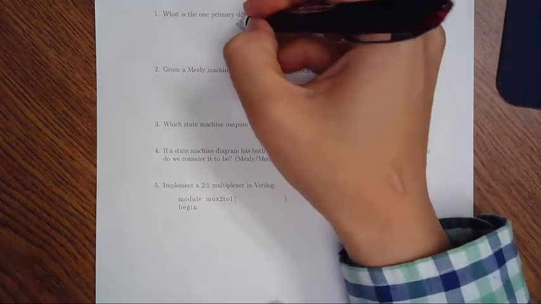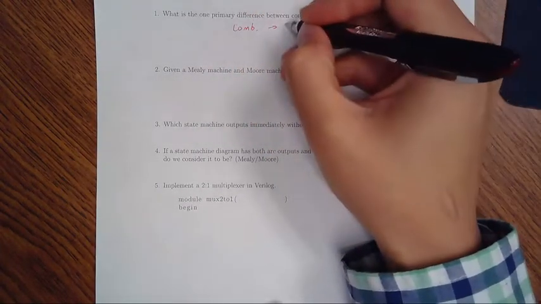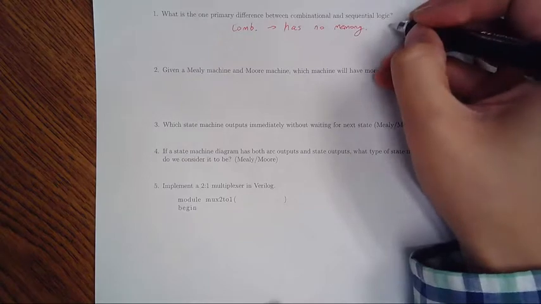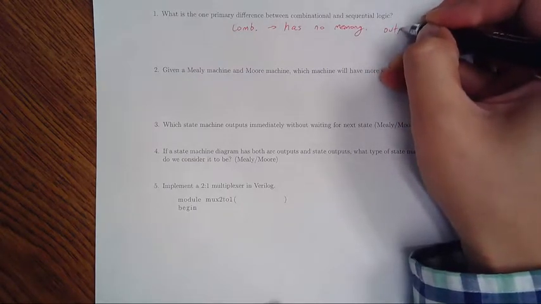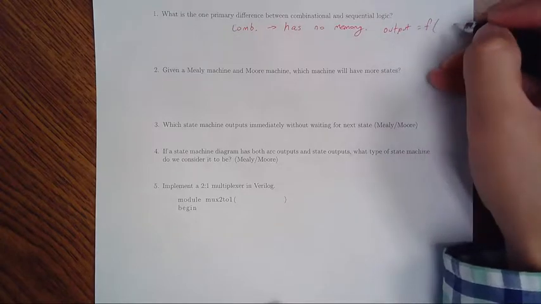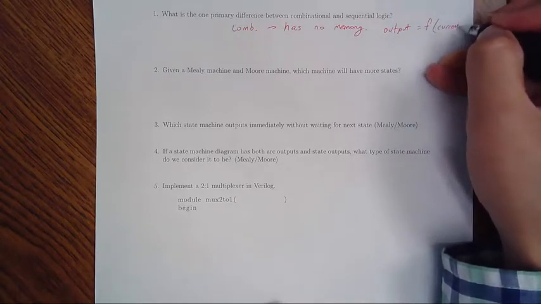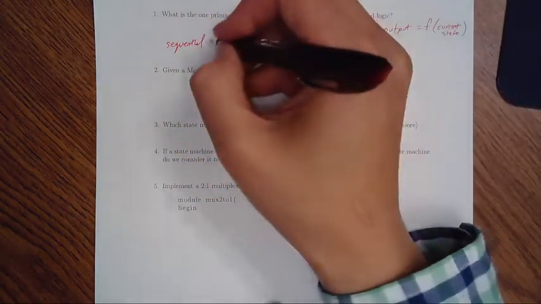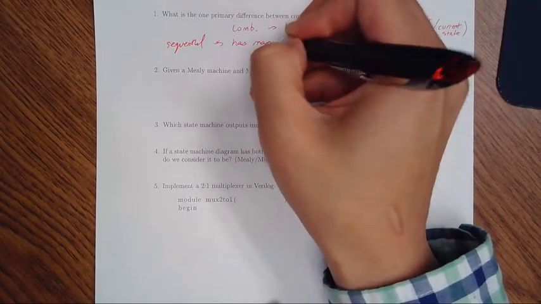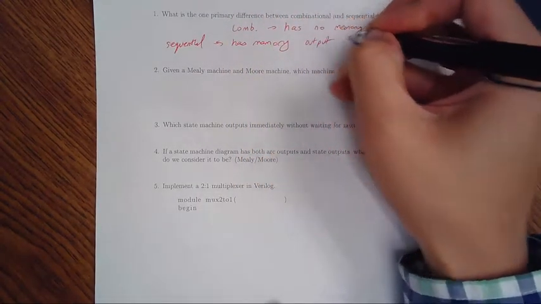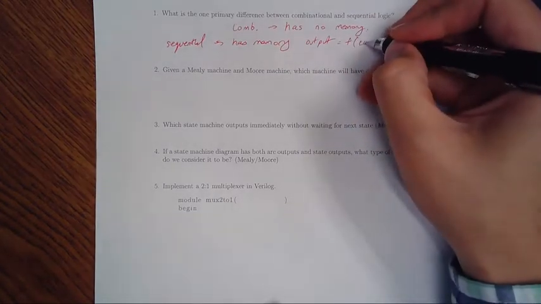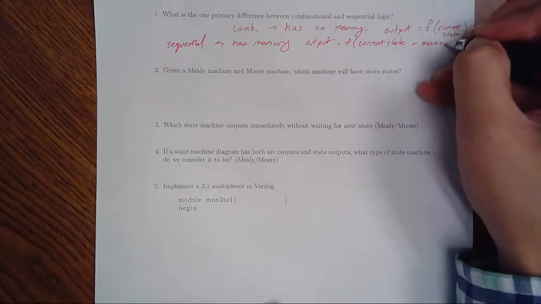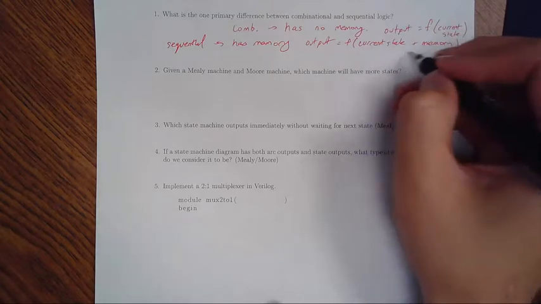The primary difference is that combinational has no memory. The output is a function of the current state. Sequential has memory. So the output is a function of the current state plus some, let's just call it memory, in the form of, let's say, flip-flops or something.